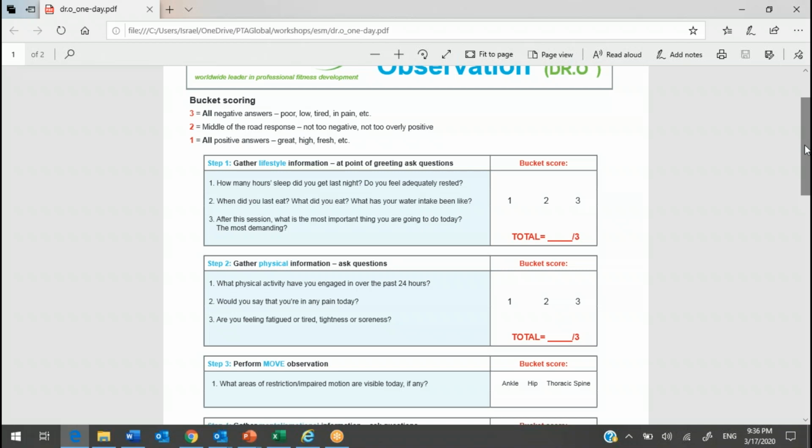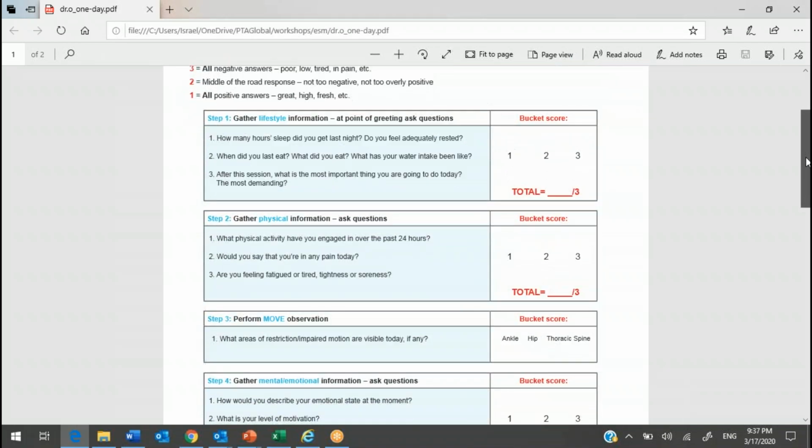All right, so step 1: how many hours of sleep did you get last night? Do you feel adequately rested? Scale of 1 to 3. 1 would be the best score, 3 would be the worst score. So again, low number is the best, high number is the worst. When did you eat last? What did you eat? And what has your water intake been like?